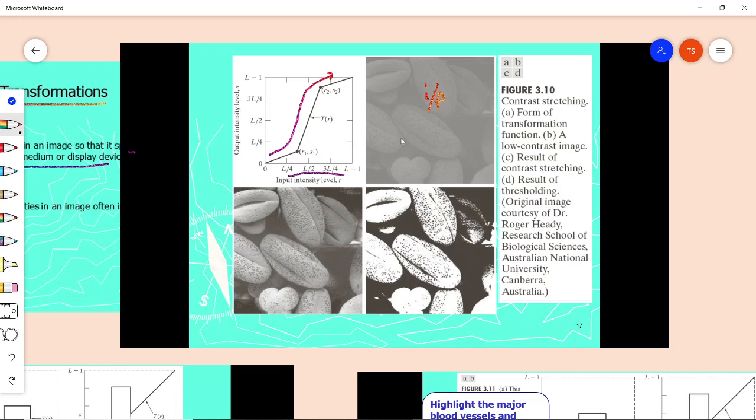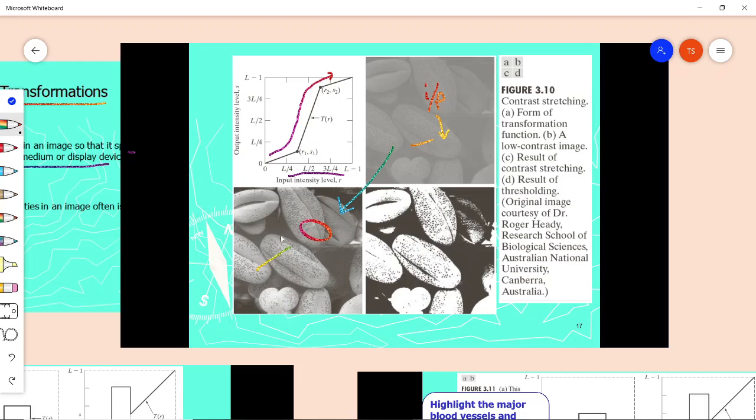Upon this input image, see, this is a low contrast image. It is not a normal or high contrast image. It is a low contrast image. Upon this low contrast image, we applied this transformation. Then we got the resultant contrast stretched image, this one. See the difference. From this to here, we applied a linear transformation piecewise.